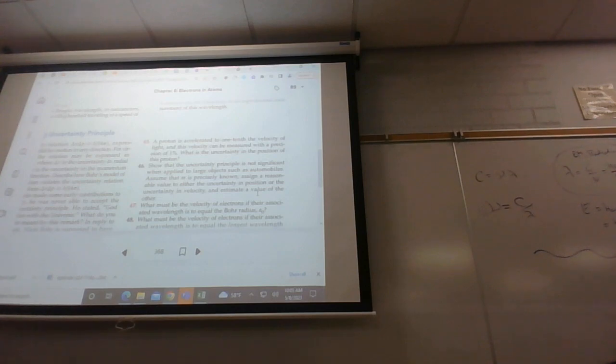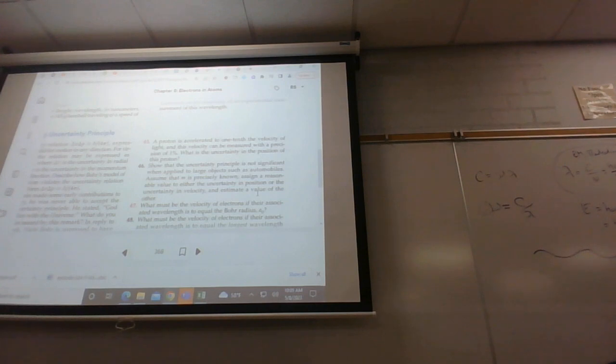Show that the uncertainty principle is not significant when applied to large objects such as automobiles. Assume that M is precisely known. Assign a reasonable value to either the uncertainty in position or the uncertainty in velocity and estimate a value of the other.